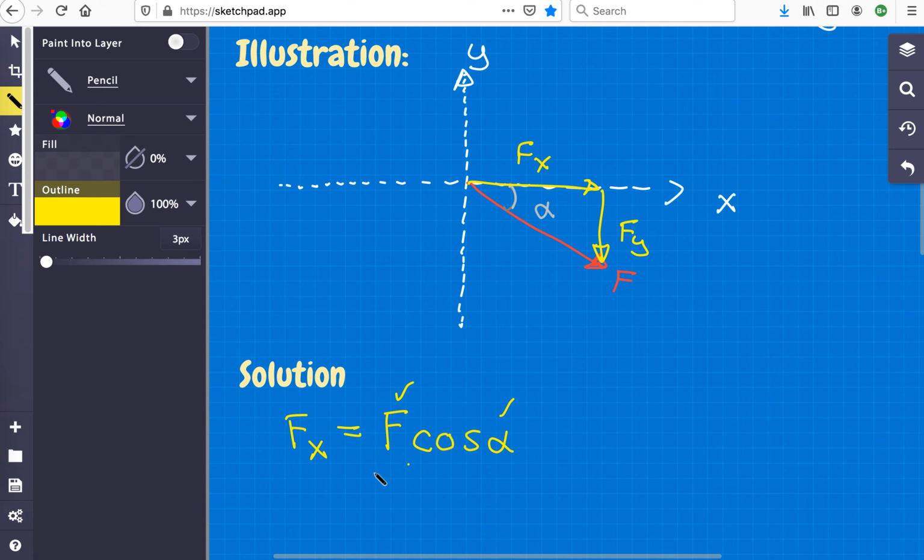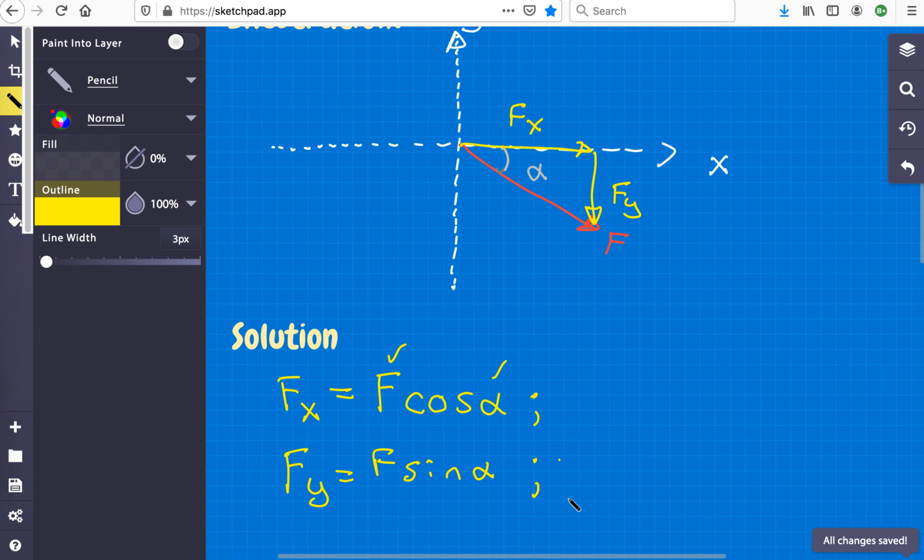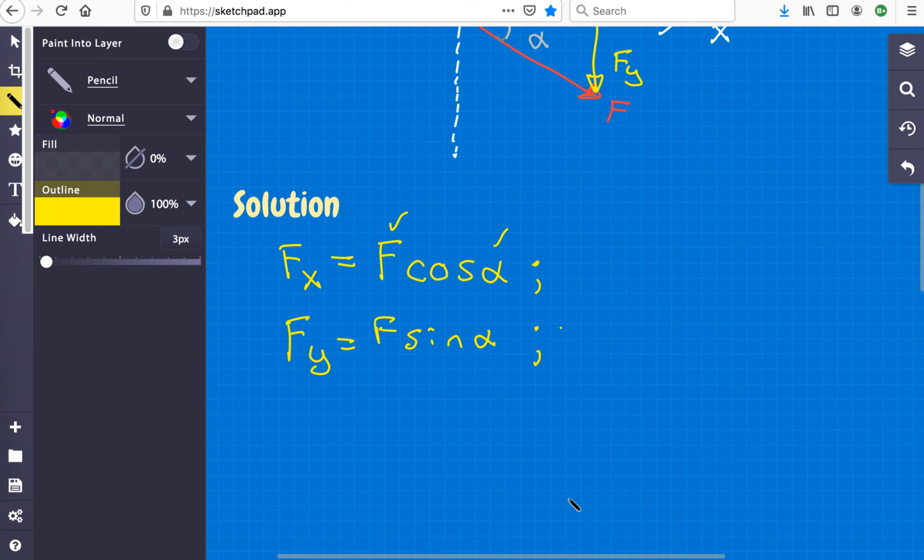That's good. Next, we could say that Fy is equal to F times the sine of alpha. Now I'm going to put a little semicolon next to this. This is a matter of style for myself. Not everyone does this, but it sounds pretty good.